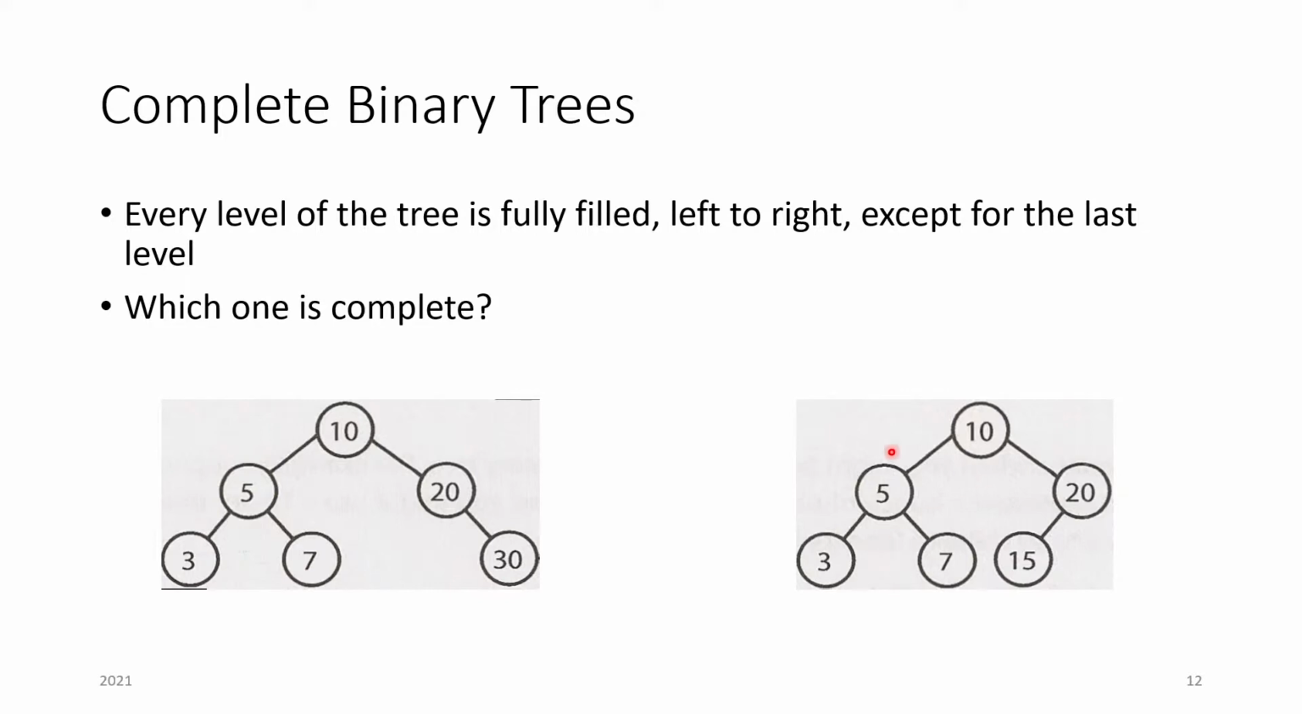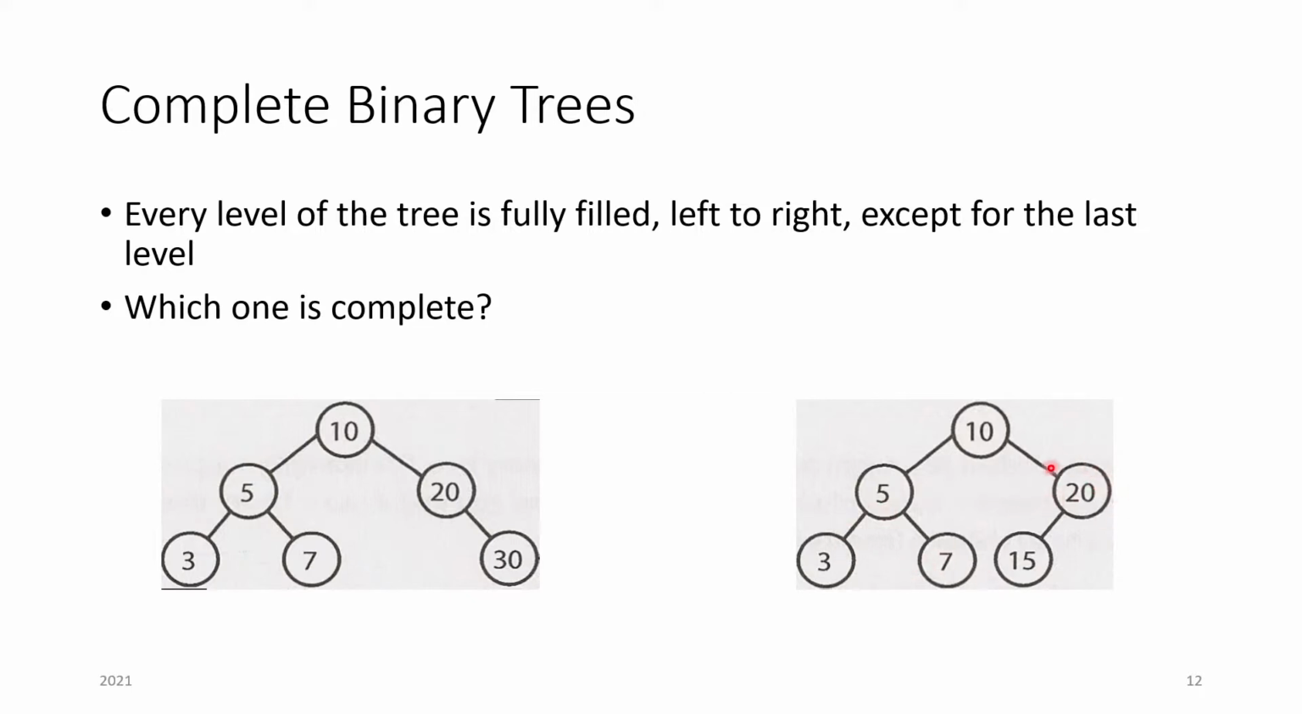Right. The right tree here is complete because for a complete binary tree, we need to make sure the order goes from left to right as it's being filled. So the right tree here is complete because if we watch 5 here, we have 3 on the left hand side and 7 on the right hand side. Same thing if we watch 10 here, we have 5 and 20. This being a binary tree, that means the maximum amount of nodes is 2, except for the last level here.